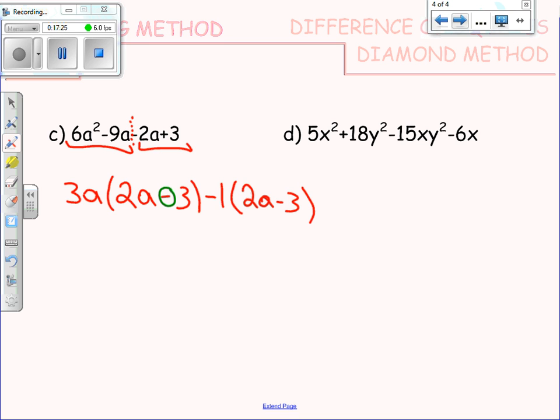2a minus 3. Take 2a minus 3 away, and you're left with 3a minus 1.